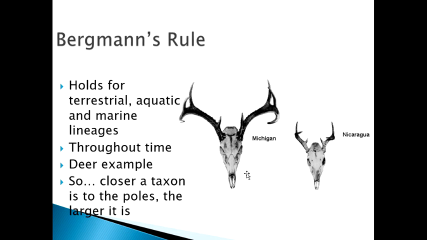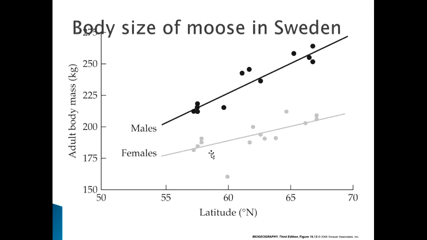And then this diagram just sort of shows two deer, Nicaragua, Michigan, again, tropical for Nicaragua, temperate, high temperate for Michigan, a larger body mass. Moose in Sweden. Sweden covers a huge range of latitude from 50 degrees north latitude to 70, and notice this adult body mass increases with latitude, and this is shown by both males and females.